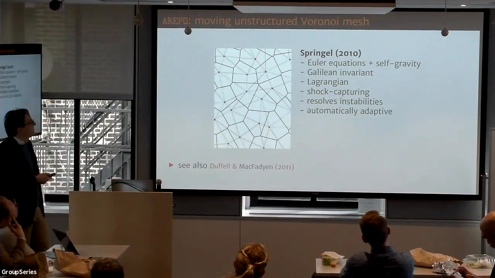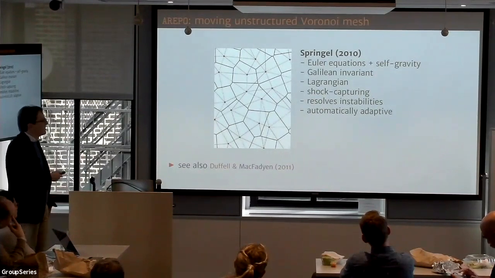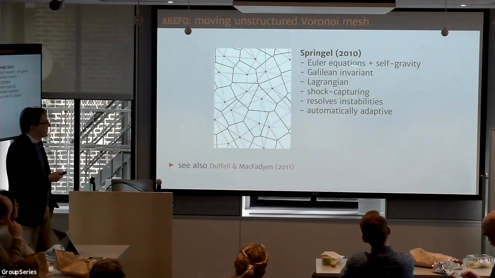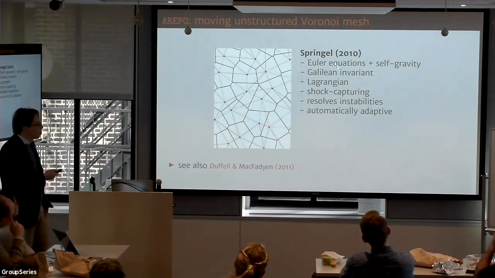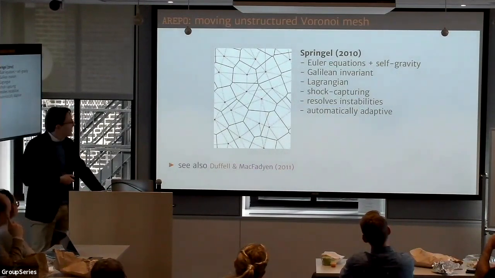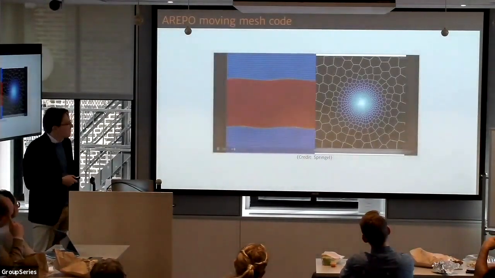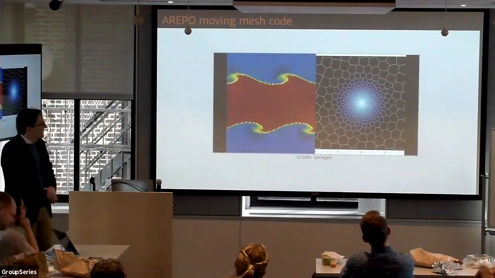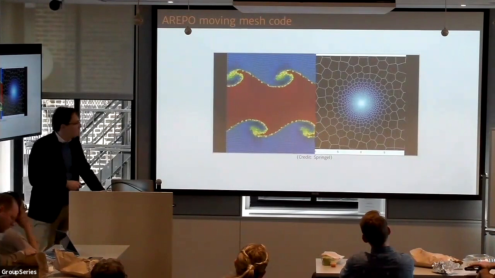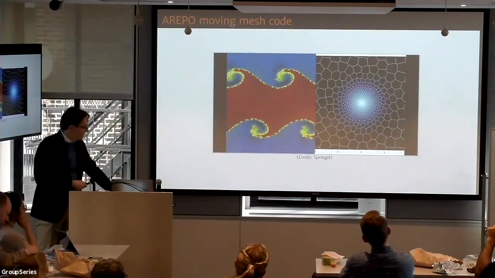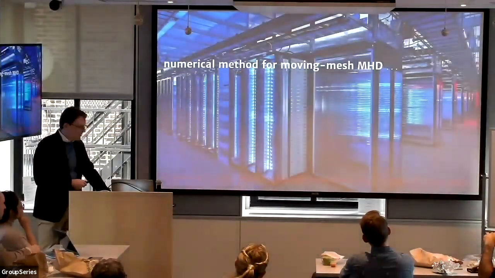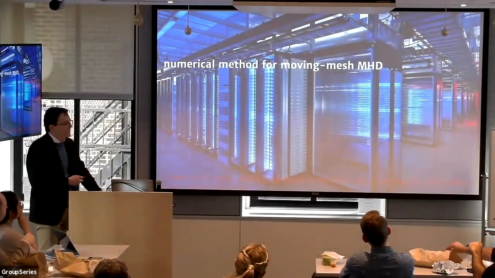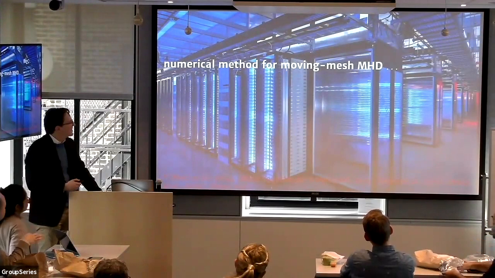My work is built into the Arepo code, which was designed by Volker Springel in 2010, designed to handle the Euler equations with self-gravity, and has these nice properties that I've been describing. Here are some movies from Volker showing just conceptually how such a code behaves. And so part of my work is to accurately solve the equations for magnetohydrodynamics on this moving mesh.